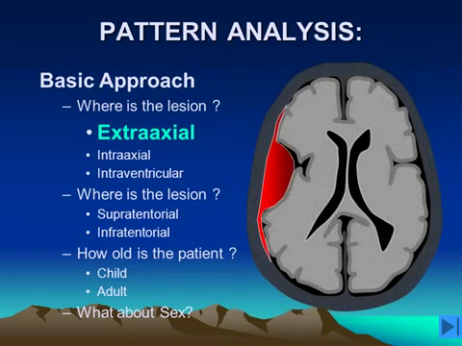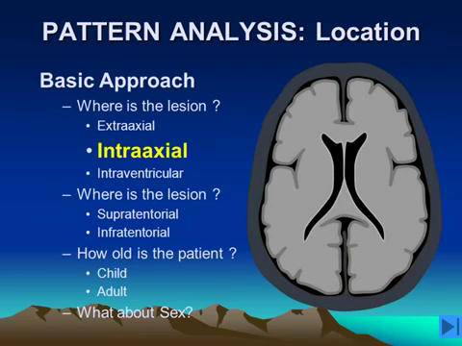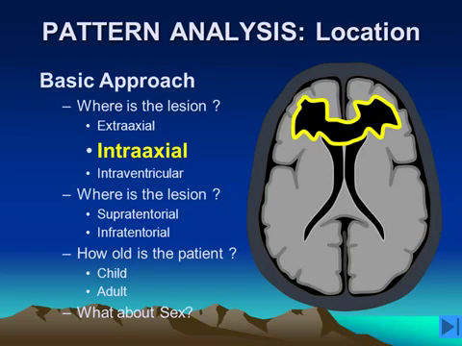When we have an extraaxial mass lesion, our differential diagnosis is different when compared to a lesion that is inside the substance of the brain. An intraaxial mass lesion may be located in the gray matter or the white matter, and in the cerebral hemispheres, the brainstem, or in the cerebellum.